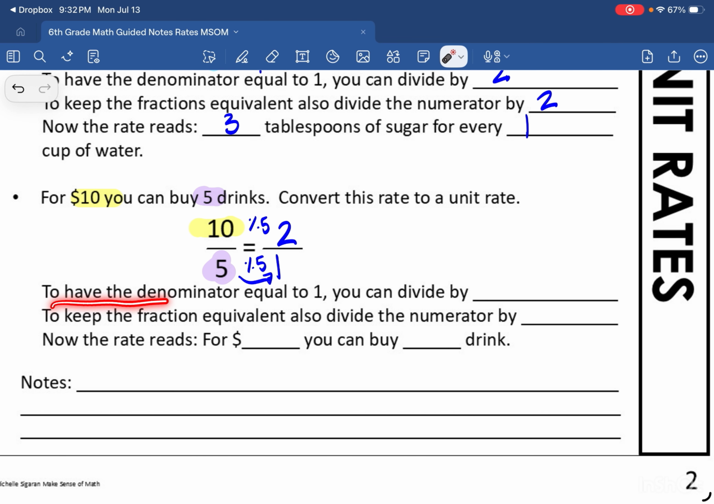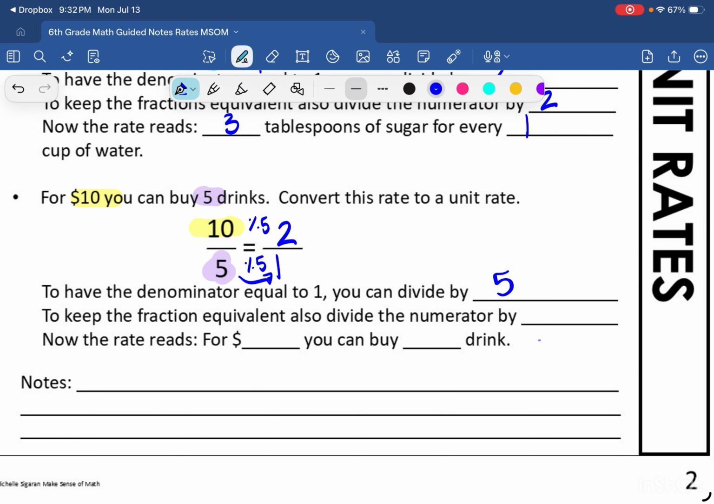To have the denominator equal to 1, you can divide by 5. To keep the fraction equivalent, also divide the numerator by 5. Now the rate reads, for every $2 you can buy 1 drink, and that is a unit rate.